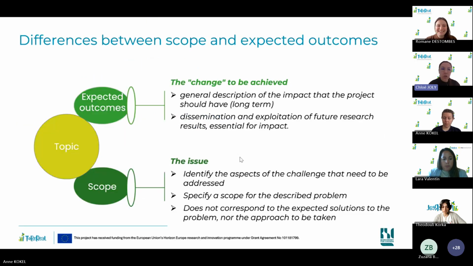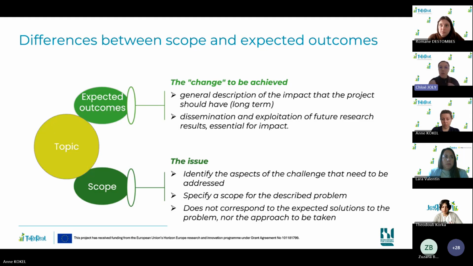We wanted to show again the differences between the scope and expected outcomes, which are the two main paragraphs of the topic that are described in the work program. So when you are attracted by a topic title, the reflex is to go and read the complete topic, which is divided into expected outcomes and scope.